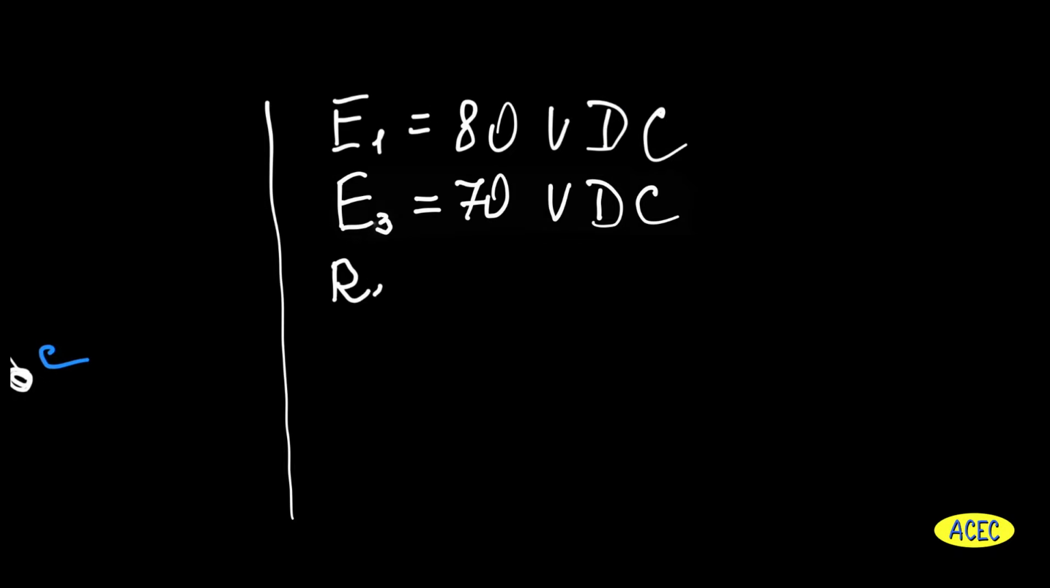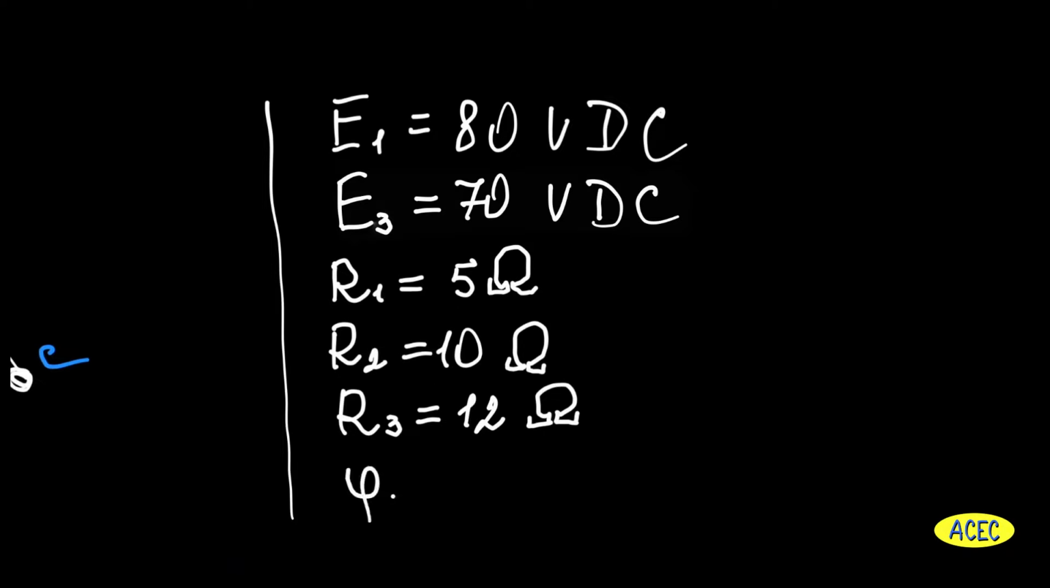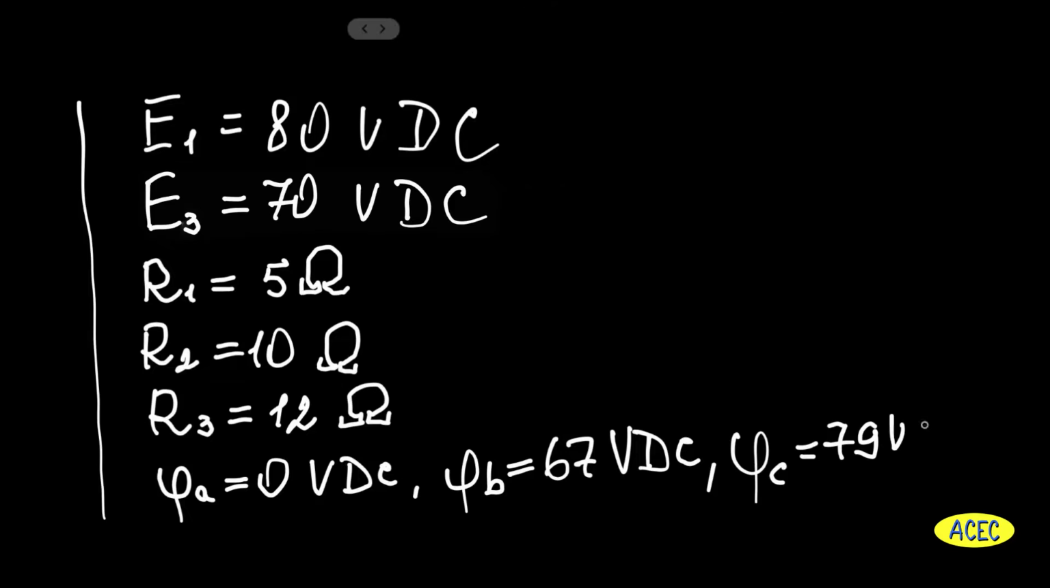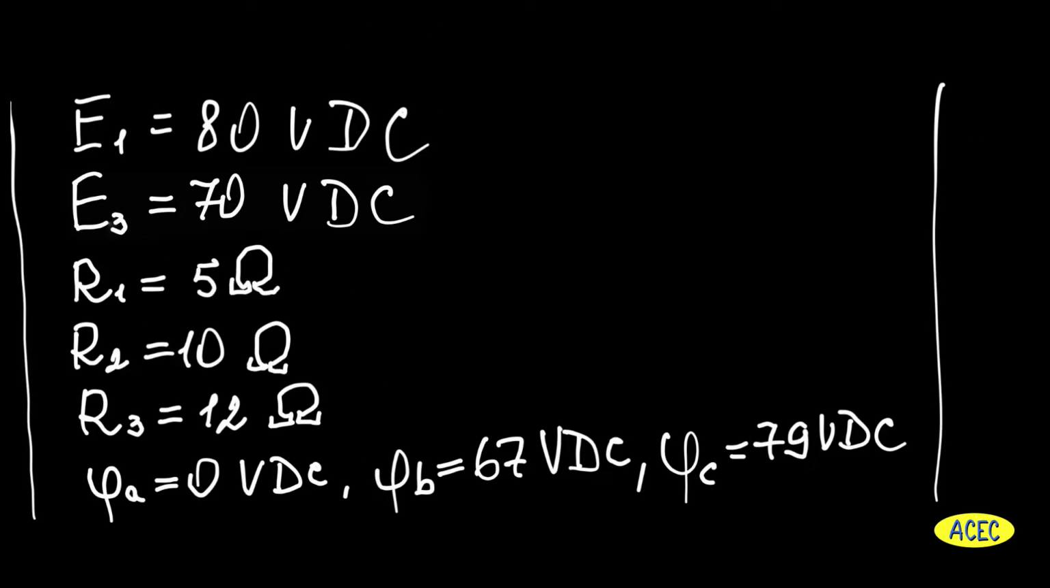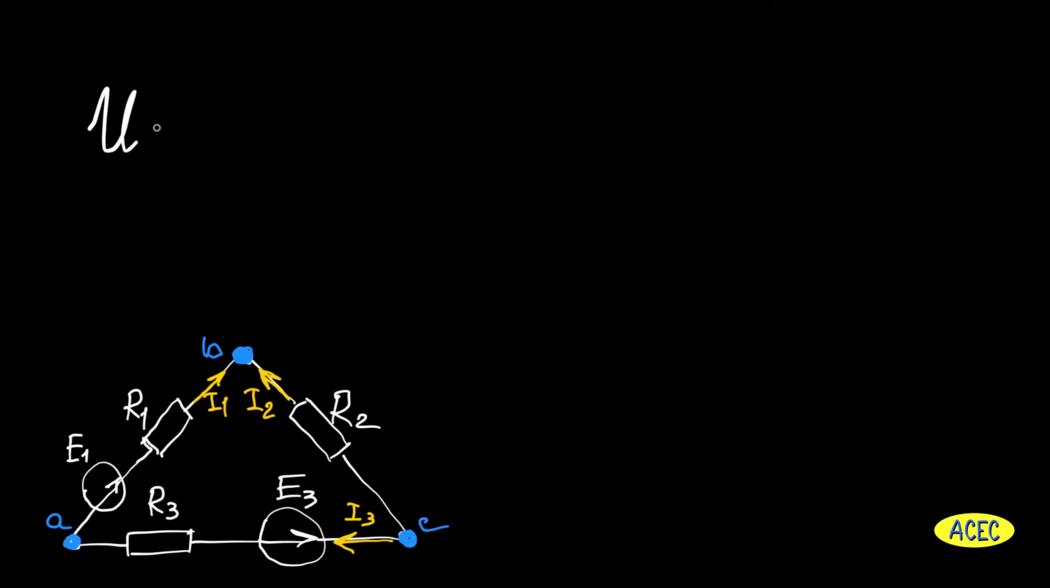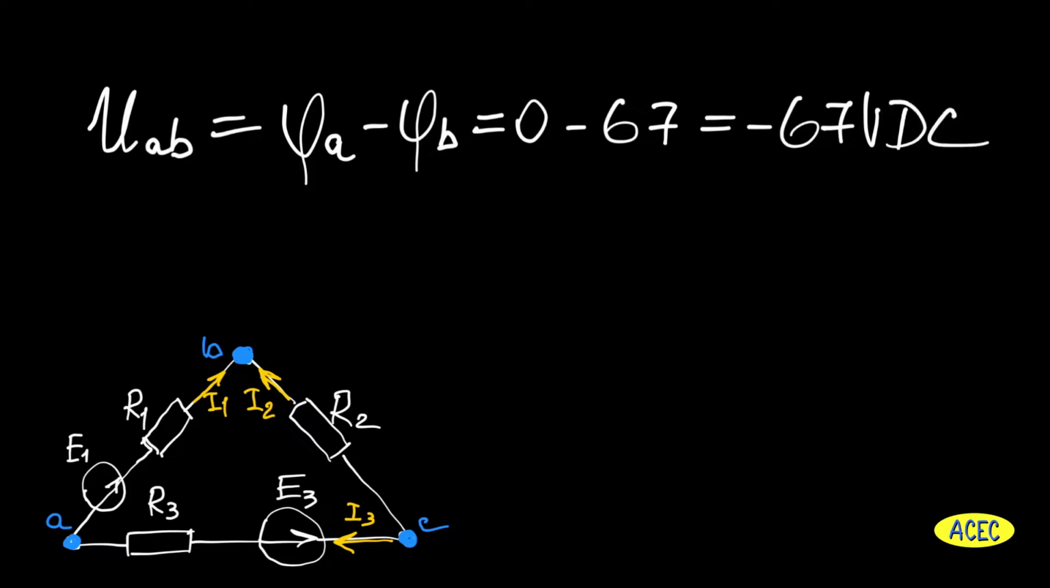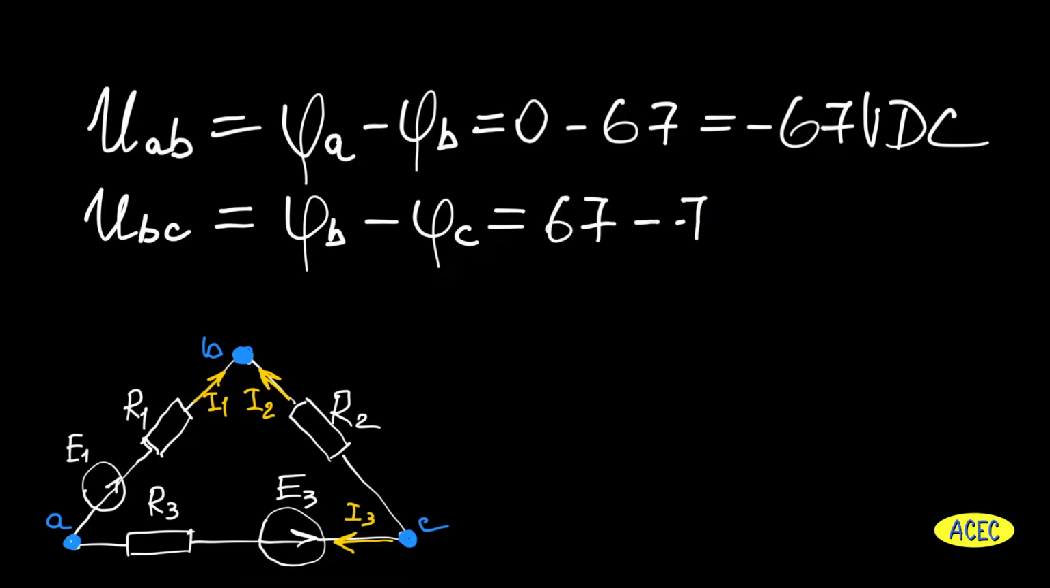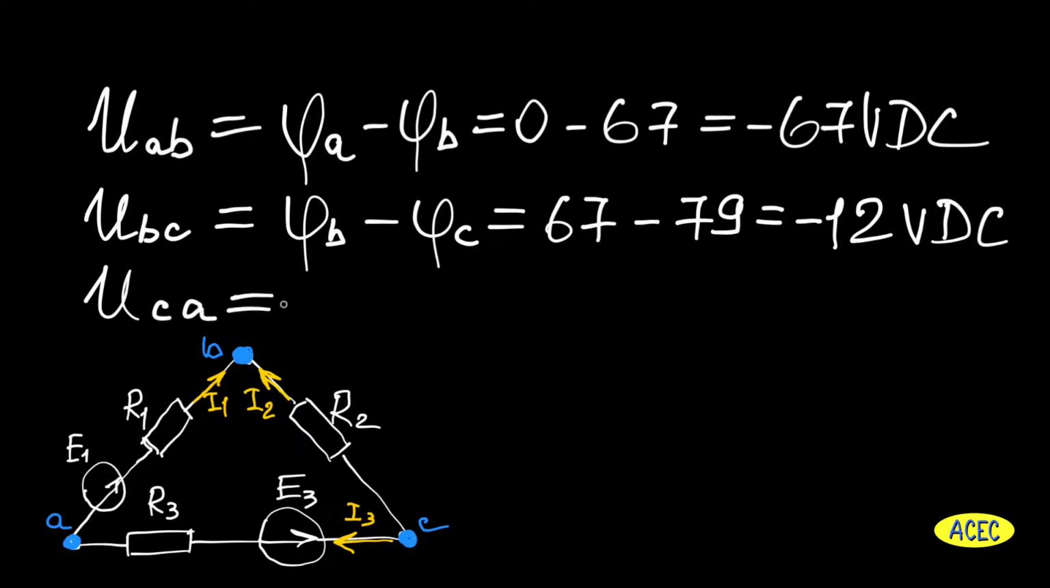Circuit elements such as voltage sources and resistors have the following nominals. Also, we know the potentials of each node, and we have to find all currents of each branch. To apply Ohm's law, we have to find the voltages of each branch. First voltage will be UAB, voltage between node A and node B. The second voltage will be for the second branch, voltage UBC, between node B and node C. And the third voltage will be voltage UCA, between node C and node A.